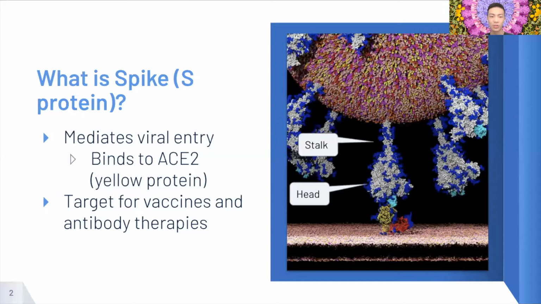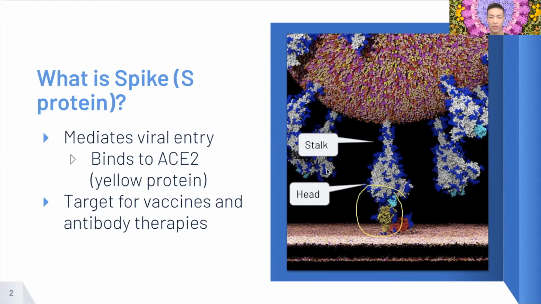First off, I'm going to be introducing the spike protein, also known as the S protein. The S protein mediates viral entry. It allows the COVID-19 virus, SARS-CoV-2, to enter the cell. The way it does this is by binding to this yellow protein down here called ACE2. Because the S protein is so prominently displayed on the surface of the coronavirus, it's also a very common target for vaccines and antibody therapies.